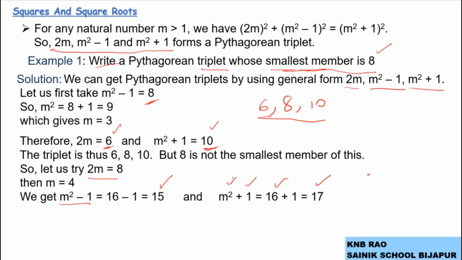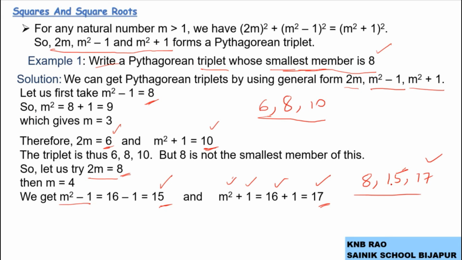Now the Pythagorean triplets are 8, 15 and 17. So these are the Pythagorean triplets. Now remember children, among them 8 is the smallest member. That means we got the answer we are looking for.